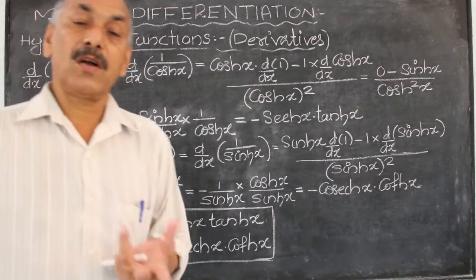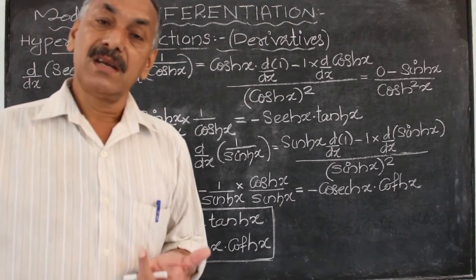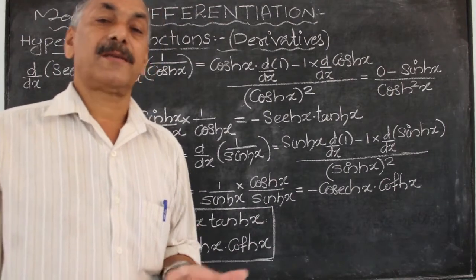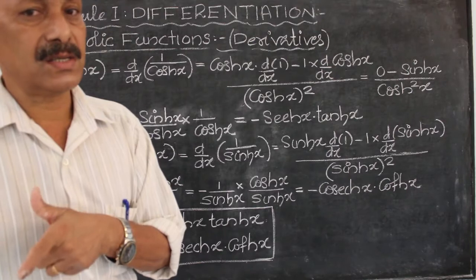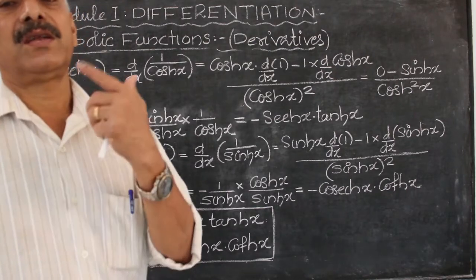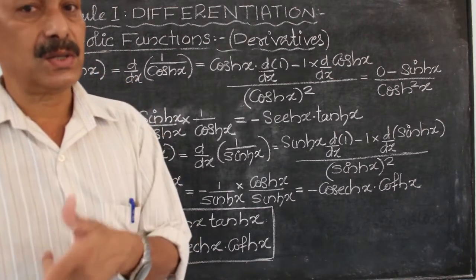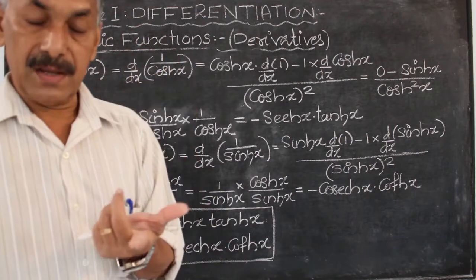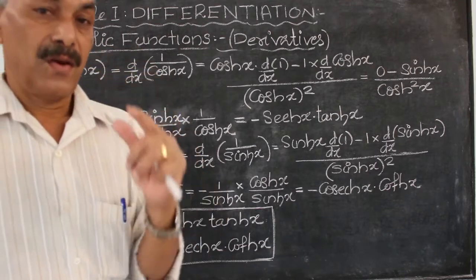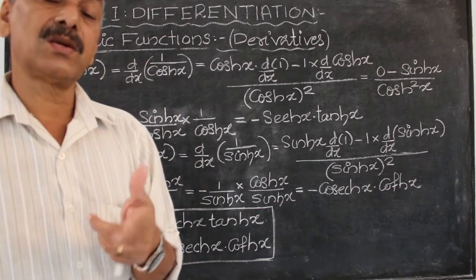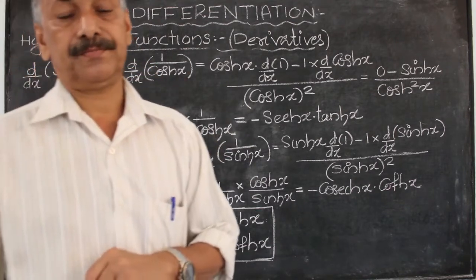But in the case of trigonometric functions, what is the derivative of sin x? Derivative of sin x is equal to cos x. Derivative of cos x is equal to minus sin x. Derivative of tan x is equal to sec square x. Derivative of sec x is equal to sec x into tan x. Derivative of cot x is equal to minus cosecant square x. Derivative of cosecant x is equal to minus cosecant x into cot x.